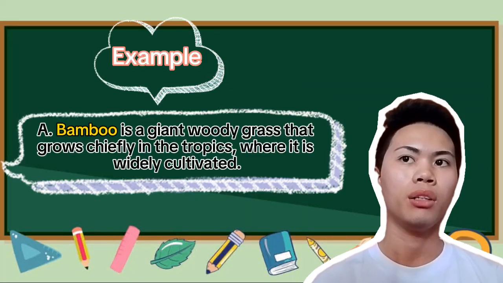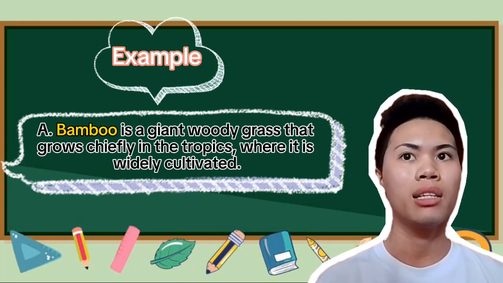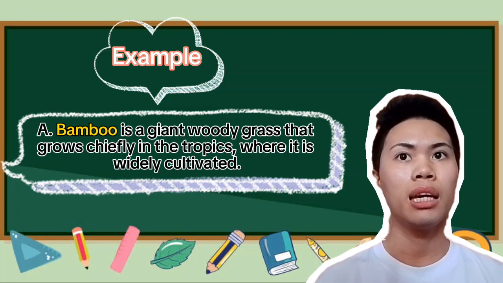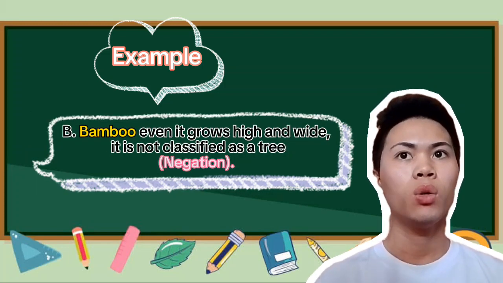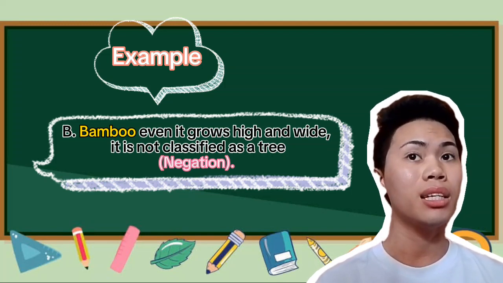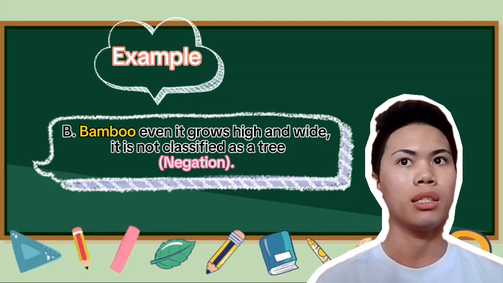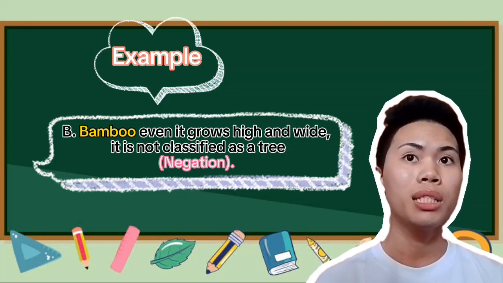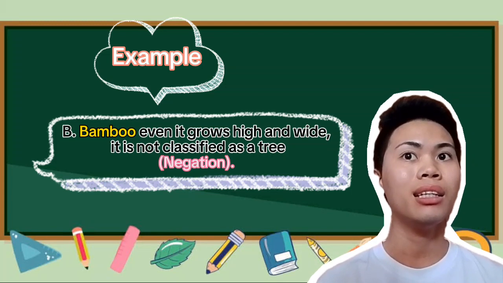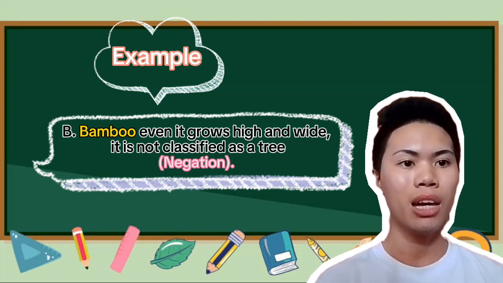For example, a bamboo is a giant woody grass that grows chiefly in the tropics where it is widely cultivated. We all know that bamboo is a giant woody grass that grows chiefly in the tropics. But even if it grows high and wide, it is not classified as a tree. Okay, so that is negation.